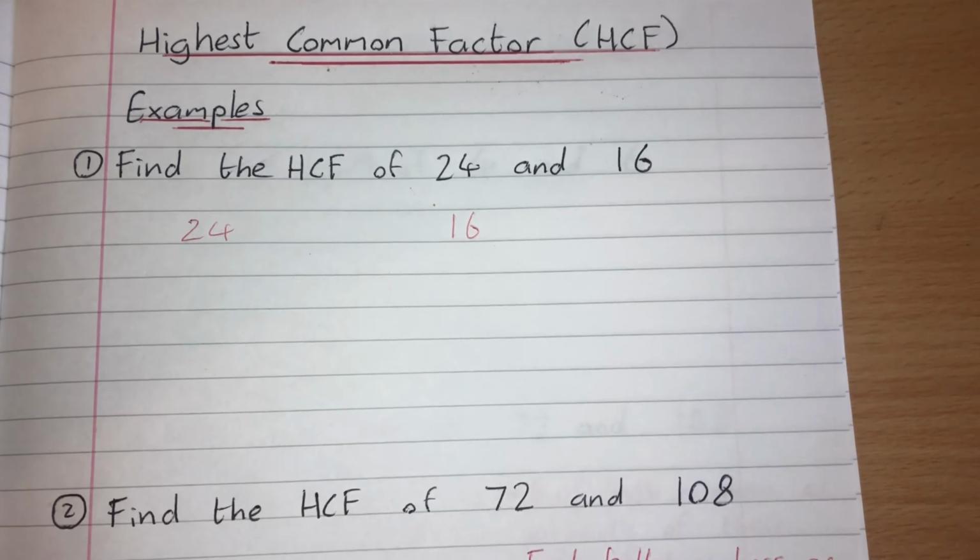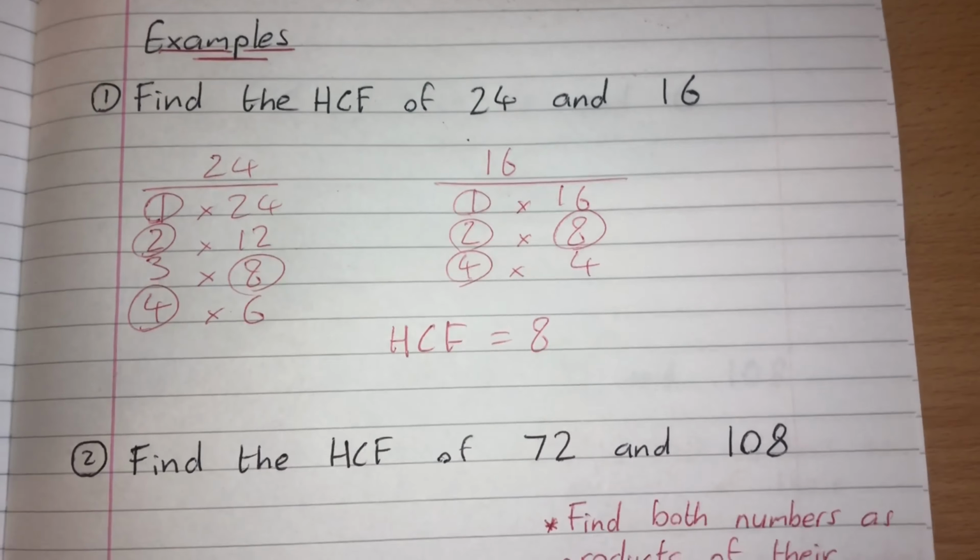If I was to do the same for 16, I've got 1 times 16, 2 times 8, 3 doesn't go into it, and we have 4 times 4 as it is a square number. And the common factors are obviously the numbers that appear in both lists. So obviously 1 is a common factor, 2, 4 as well, and of course 8. And the highest of those is 8. So the highest common factor of 24 and 16 is 8.